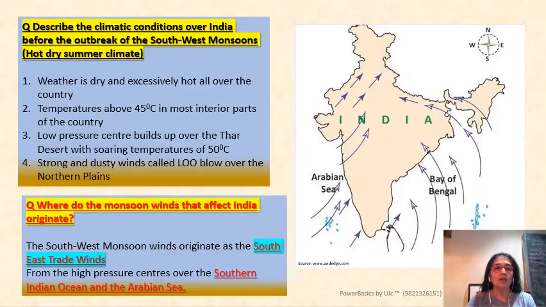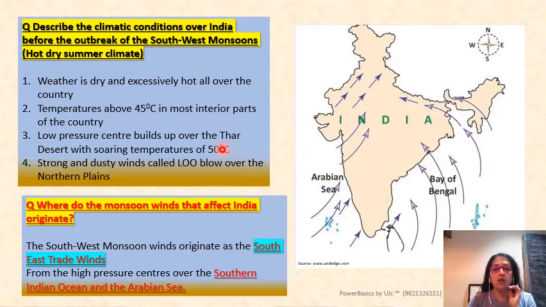Now, describe the climatic conditions over India before the outbreak of the southwest monsoon. I'm just saying it in advance, it will come later on. The southwest monsoon winds have two branches. They pick up moisture over the Arabian Sea, and it's called the Arabian Sea branch. And then they flow like this. There is Myanmar here and the Arakan mountains here. They come here, hit the Arakan mountains, and get turned. They come over the Bay of Bengal and are called the Bay of Bengal branch. So the southwest monsoon has two branches.